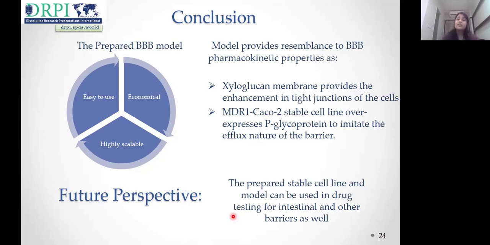And as a future perspective, the prepared stable cell line and the model can be used for drug testing for BBB as well as for intestinal and other barriers as well.